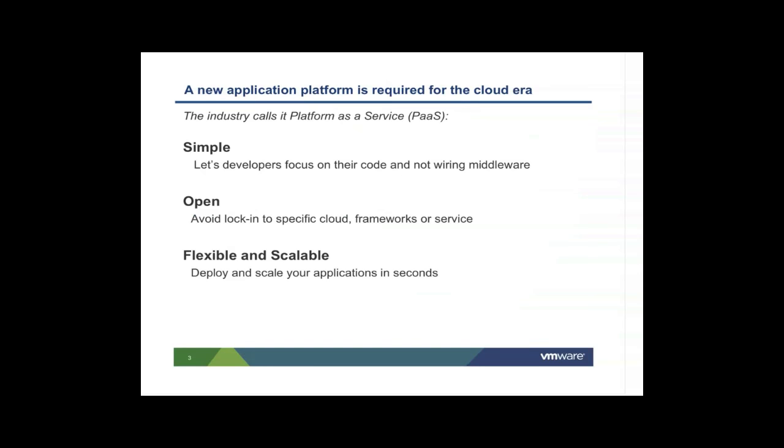So it's clear there is a need for a new type of platform, a new type of platform for cloud. The industry calls it platform as a service, or PaaS. It needs to be simple to let developers focus on their code. It needs to be open, so you don't need to be locked in. You don't want to be locked in to a specific cloud framework or service. And it needs to be flexible and scalable, so you can deploy and scale your application very quickly by focusing on your code and not wiring middleware.